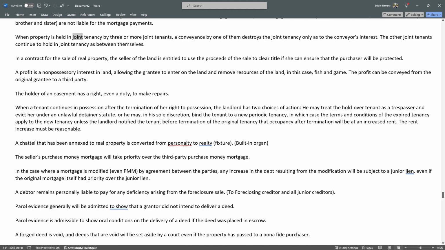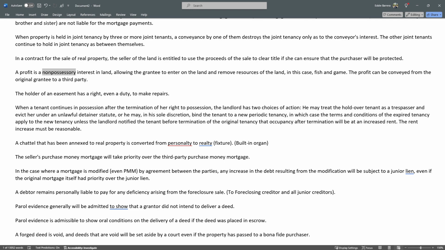When property is held in joint tenancy by 3 or more joint tenants, a conveyance by one of them destroys the joint tenancy only as to the conveyor's interest. The other joint tenants continue to hold in joint tenancy as between themselves. In a contract for the sale of real property, the seller of the land is entitled to use the proceeds of the sale to clear title if she can ensure that the purchaser will be protected.